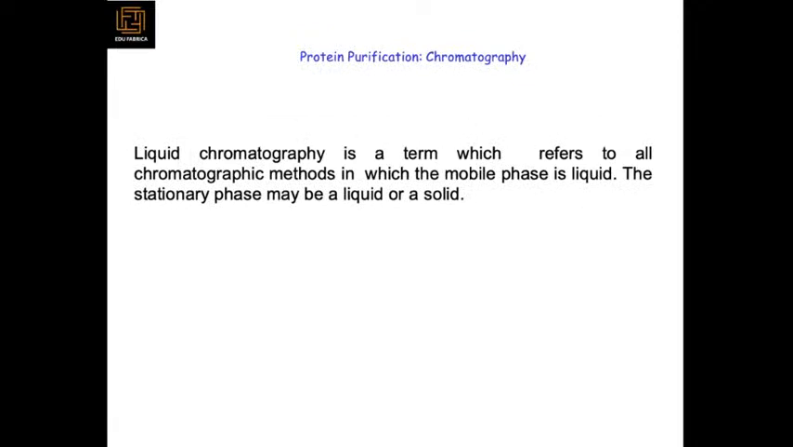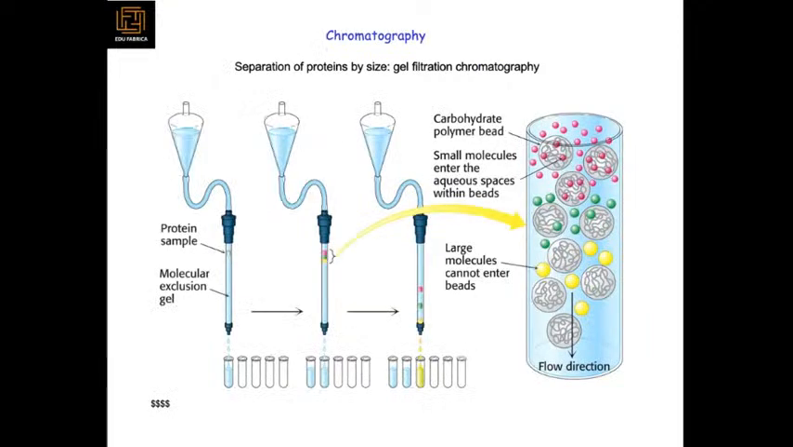The next methods for protein purification are chromatography, which mainly includes chromatographic methods. The mobile phase is liquid, and the stationary phase could be liquid or solid. So let's talk about the first chromatography technique, that is gel filtration chromatography.